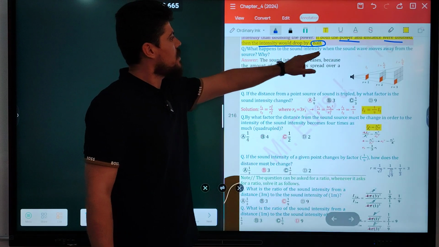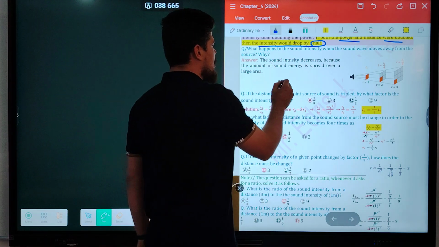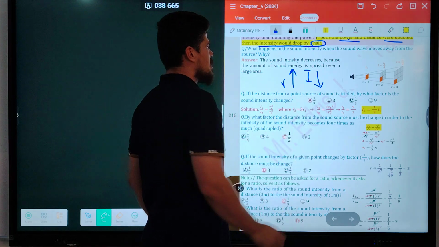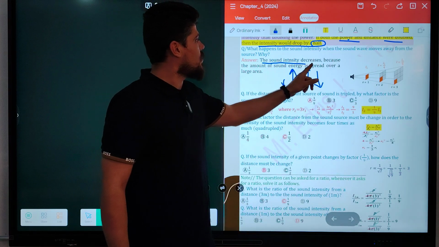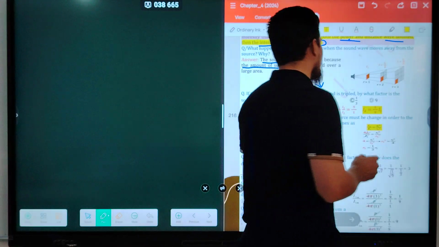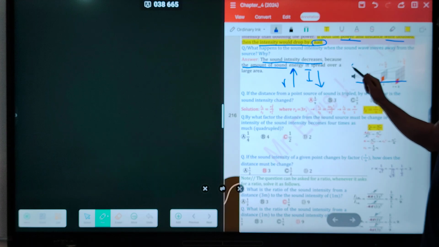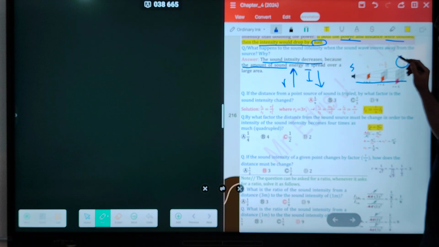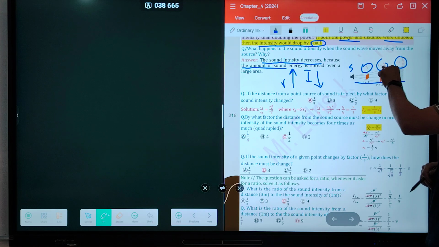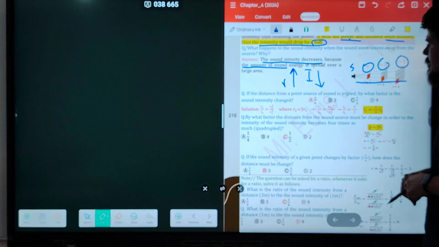What happens to the sound intensity when the sound wave moves away from the source? Moves away. What do you mean by moves away? It means that R gets more, intensity becomes less. The sound intensity decreases because the amount of sound energy is spread over a larger area. So as the distance gets more from the source, the intensity becomes less and less. For the first time, we have I1. The second time, I1 over 4, decreases by factor 4, and decreases by factor 9 here.